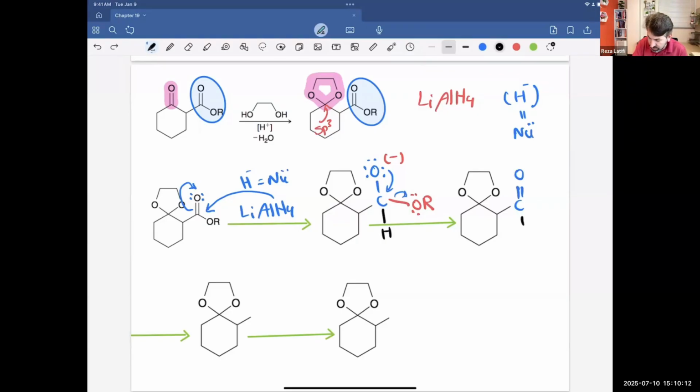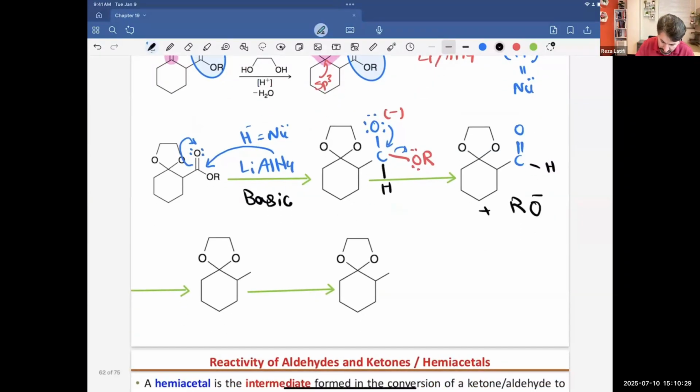Plus, I got OR. Remember, the solution is basic, and because it's basic, we can have species with a negative charge. Okay, next step, I'm going to add lithium aluminum hydride. We add excess of it, so that means we have plenty of it inside the solution. And again, we're going to attack technically this center.